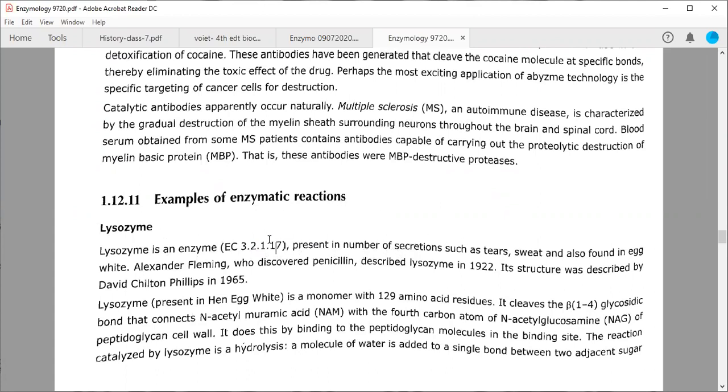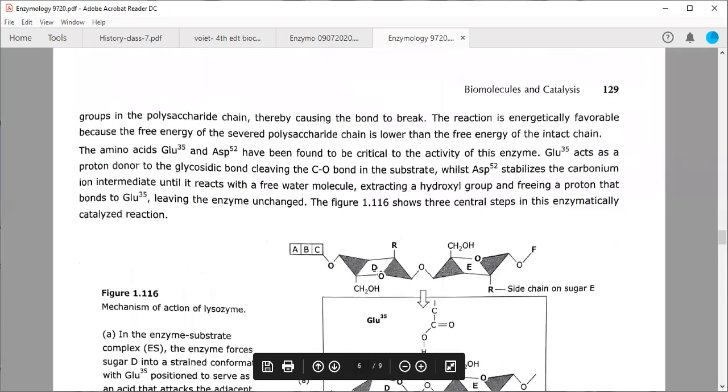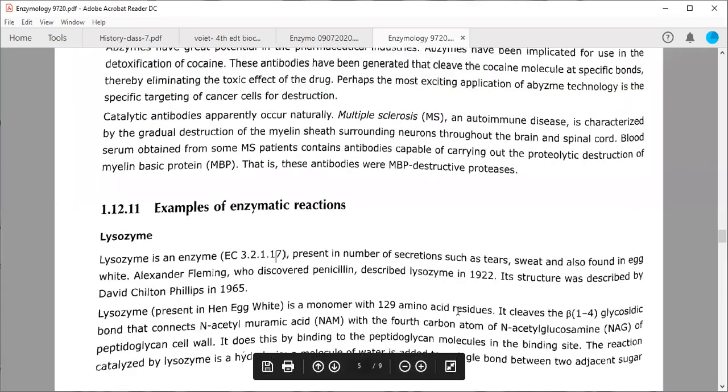Now, where is this lysozyme found? It is present in our tears and our sweat. It's also found in the egg white of eggs, and this was discovered by Alexander Fleming. Then its structure was elucidated by Phillips in 1965. It is a monomer, so you should also know what its function is. Lysozyme is responsible for cleavage of this particular bond.